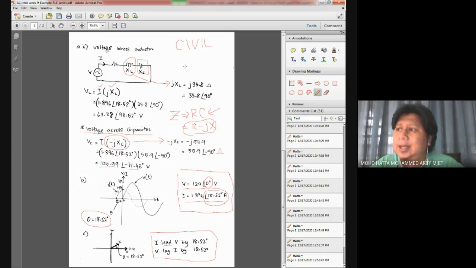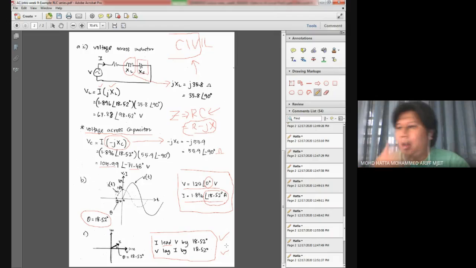And since this is RC, return back to this word, so I would focus on these three letters, CIV. And again, if I try to check back my answer, my answer tells me I lead V by 18.52 degrees. So if I have RC, my answer should be this definition. If C, I should come before V. So I lead V. It means that my answer here is correct. So that's how I check back my answer.